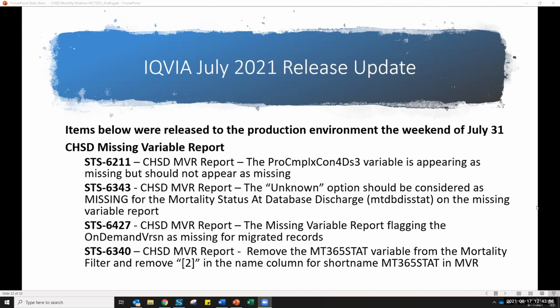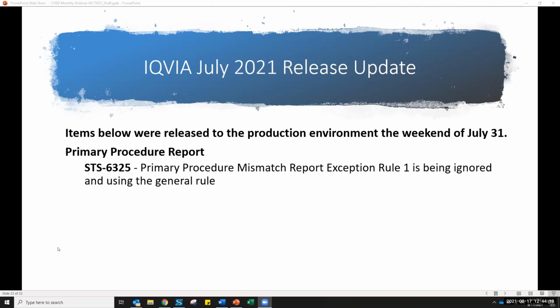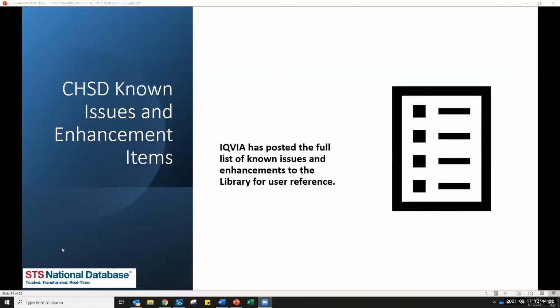Also with the MVR, STS 6427, the on-demand version variable has been updated so that it doesn't get flagged as missing on your report. And STS 6340, the 2 in brackets indication has been removed from the MT365 stat variable. So those are all in effect. And I think there's one more update on the next slide. The primary procedure mismatch report. We did make some updates so that the exception rules, specifically exception rule 1, is being applied properly for the primary procedure mismatch report. All right, and that's everything for me.